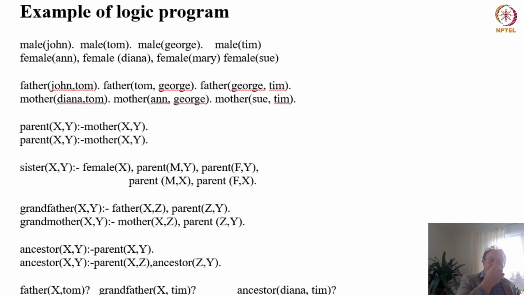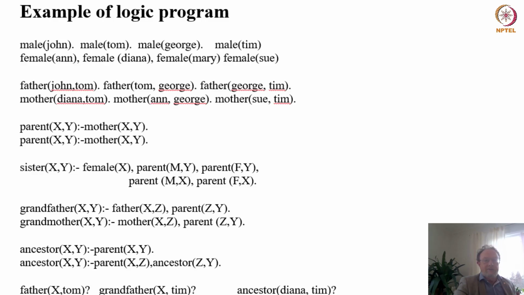So what I show you here is a slightly larger example of logic programming. And as you can see in the top, there are facts, which is essentially predicates. So the predicate male states that John is a male, Tom is a male, George is a male, Tim is a male, Anne is a female, Dana is a female, and so on. So all these are facts. And they are supposed to be, all facts are supposed to be terminated by a period.